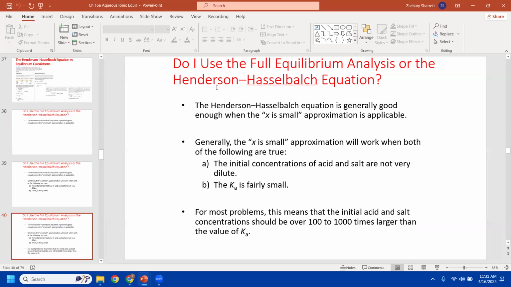So for most problems, this means that the initial acid and salt concentration should be over 100 to 1,000 times larger than the value of the Ka. Okay? So if you've got a Ka of 1.5 times 10 to the negative 2, and you're starting off with 0.1 molar, that's like 0.1 to 0.01. That is not 1,000 times bigger, right? But if you start off with 0.1 molar and the Ka is like 10 to the negative 5, that's like 0.00001. That is 10,000 times more. And we saw that it worked when we were doing the acetic acid one. Okay.